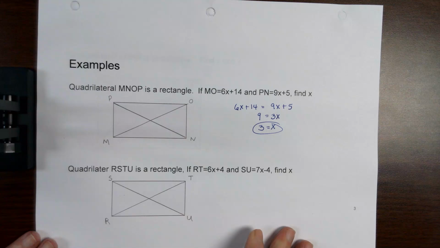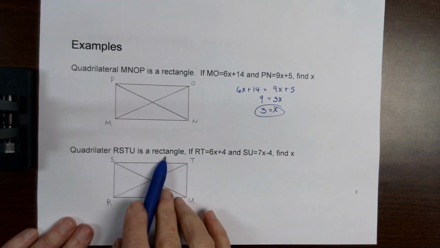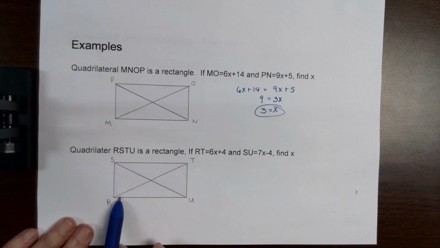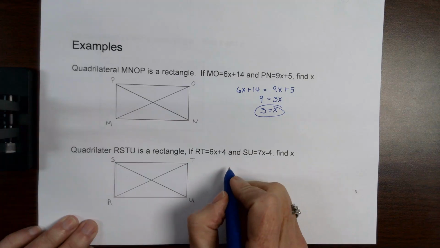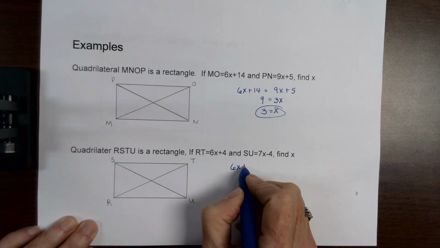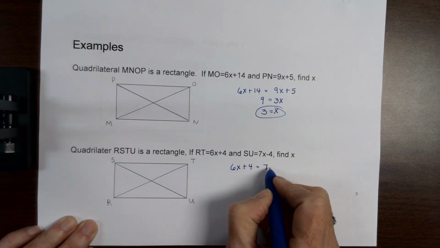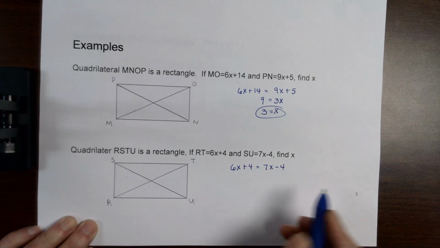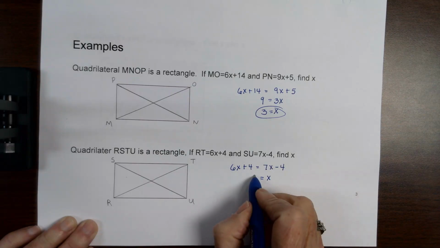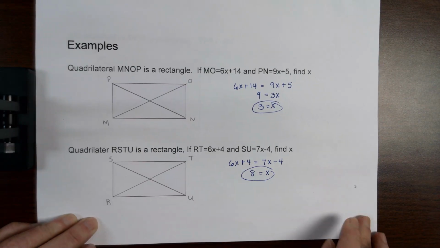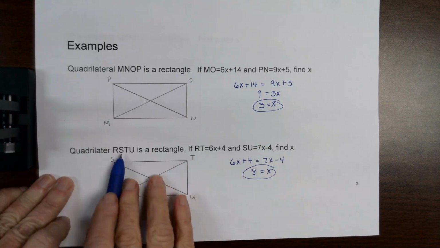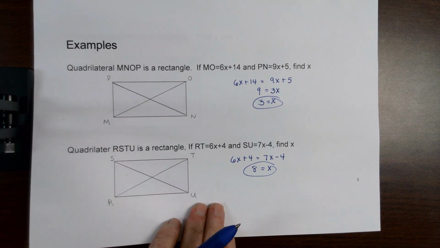Same concept down here. It says that this is a rectangle, so I know diagonals have to be equal. It gives me the measurement of the two diagonals. So I want to set it equal to each other. So I have 6x plus 4 is equal to 7x minus 4. So I'm going to subtract the 6x and get an x. I'm going to add the 4 and get an 8. So I find out that x is equal to 8. Sometimes they do ask you for the actual measure of the diagonal, so make sure you read the instructions.